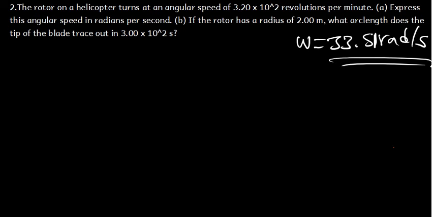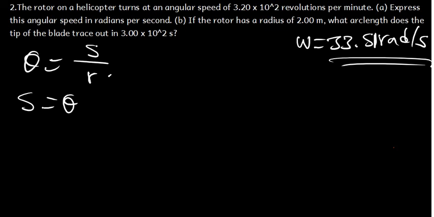So now the second question is saying, if the rotor has a radius of 2 meters, what arc length does the tip of the blade trace out in 3 times 10 to the power 2 seconds? So we are trying to find the arc length. Remember, the theta, the angular displacement, is equal to the arc length divided by the radius. Our goal is to find the arc length, which is going to be the angular displacement times the radius. We have the radius, but we don't have the angular displacement.